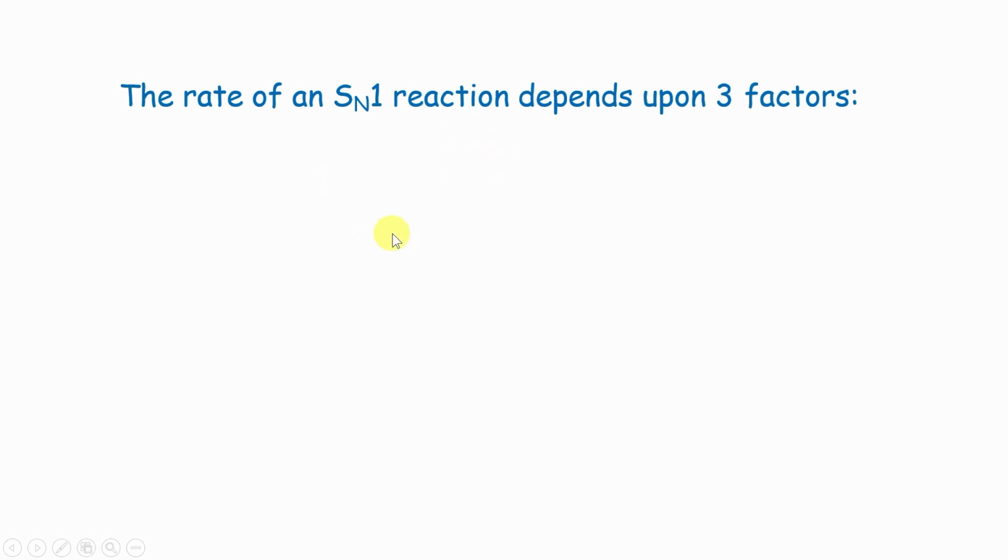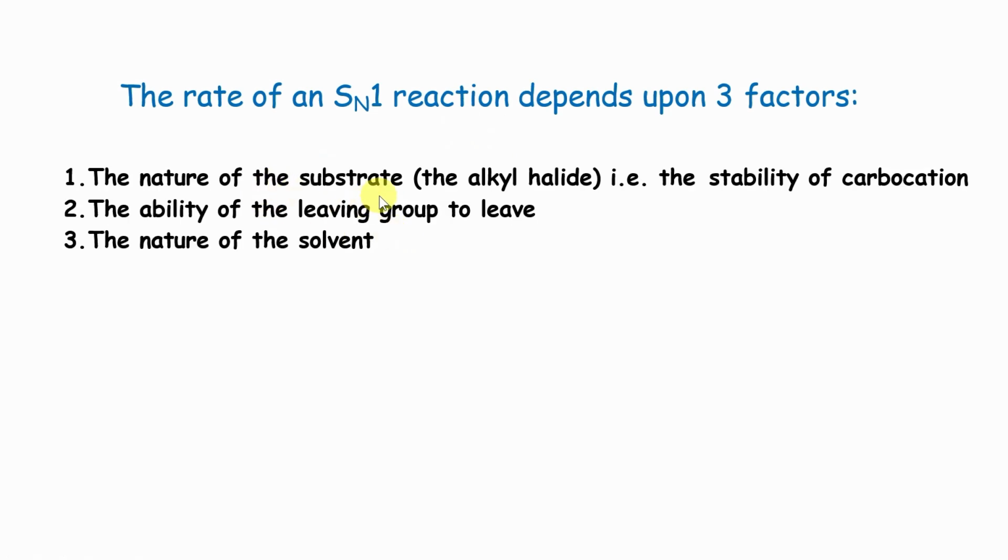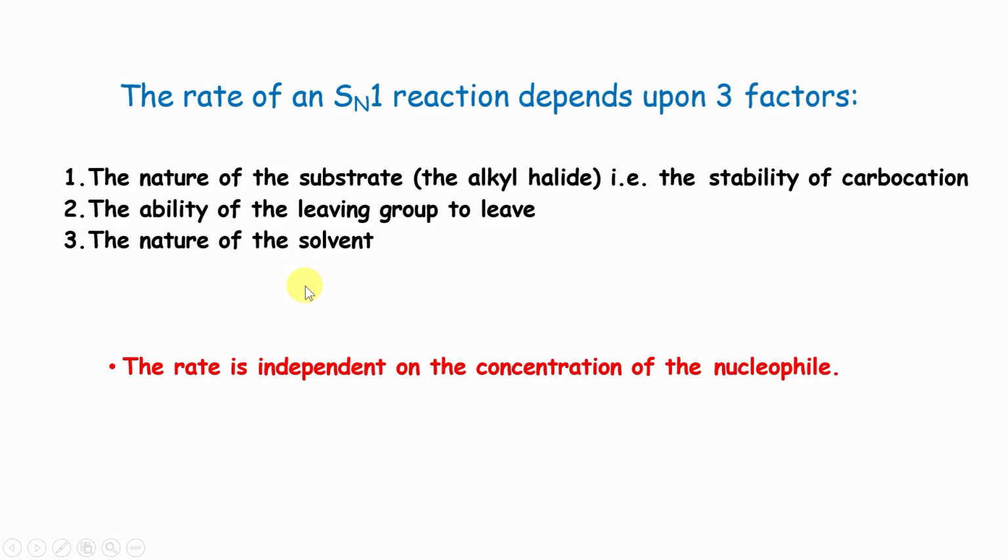Now let us discuss the important factors that influence the SN1 reaction. There are three factors that affect the SN1 reaction: the nature of the substrate molecule, that means the nature of the alkyl halide, the ability of the leaving group, and the nature of the solvent. These are the three important factors that influence the SN1 reaction. Usually the rate of SN1 reaction is independent of the concentration of the nucleophile. As you know, the nucleophile doesn't take part in the rate determining slow step.